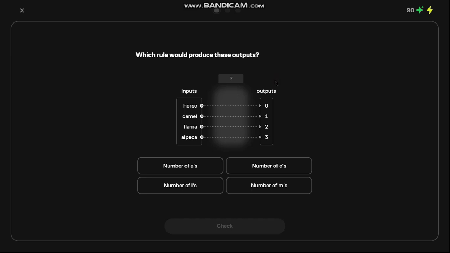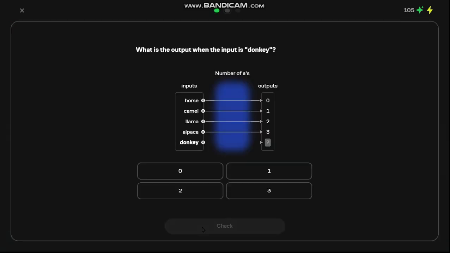Alpaca is also a llama, I think. And I have the output of 0, 1, 2, and 3. So what can we have here? First, I'm going to talk about the number of A. Horse has no A, so it counts as 0. That's correct. Next is camel. It has 1 A, correct. Llama has 2 A, correct as well. Alpaca has 3 A. So A is correct because the others do not make sense at all.